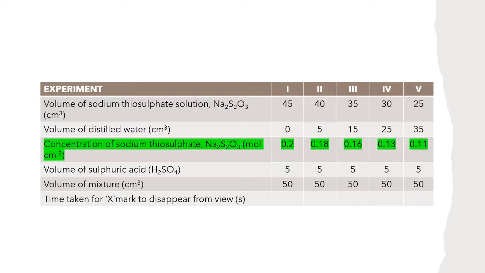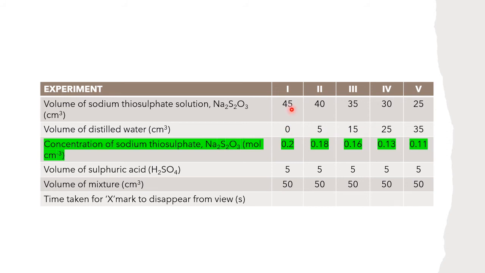So this is our table of data. Yang tadi itulah eksperimen 1, 2, 3, 4, 5. Eksperimen 1, volume of sodium thiosulfate 45, and then eksperimen 2, 40, eksperimen 3, 35, 30 and 25. Volume distilled water ni berubah. Sebab apa dia berubah? Untuk cukupkan total volume dia 45.